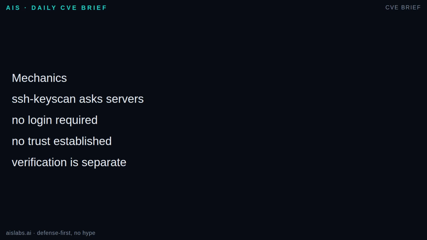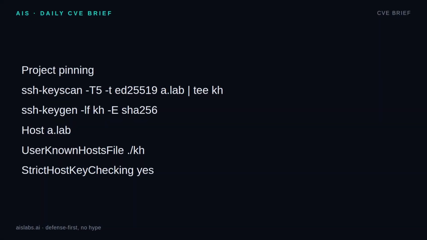Machines can collect quickly from inventory. Humans or a trusted control plane verify the resulting fingerprints against console access, build records, cloud metadata you trust, signed documentation, or your configuration database. After that, clients enforce the pins. Here is the small version.